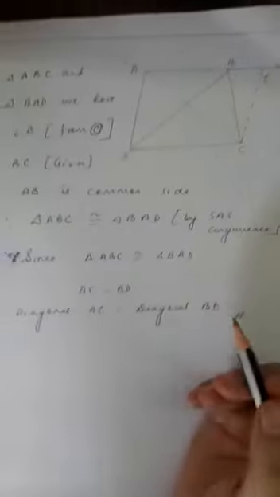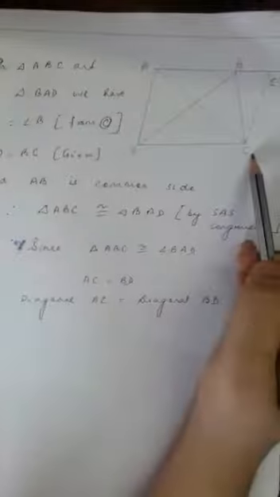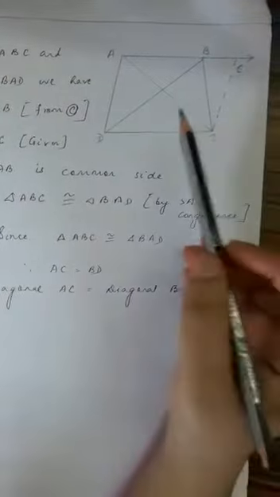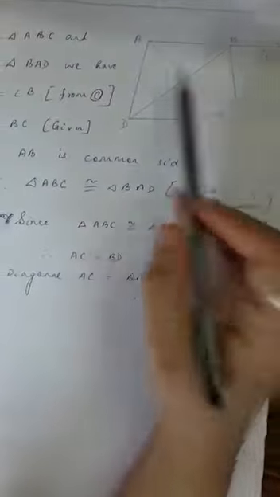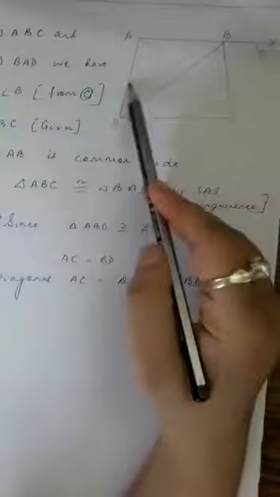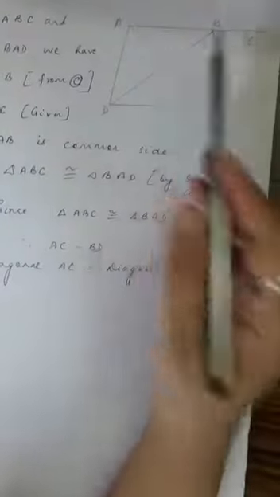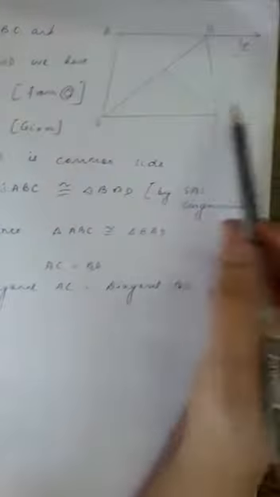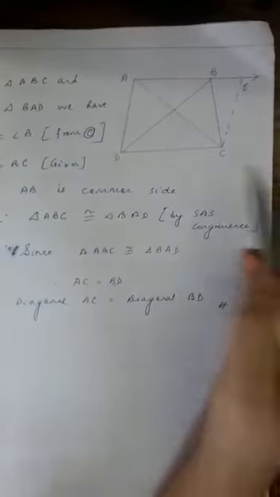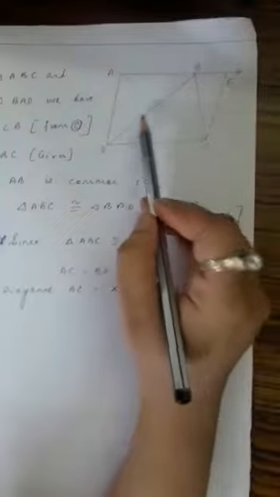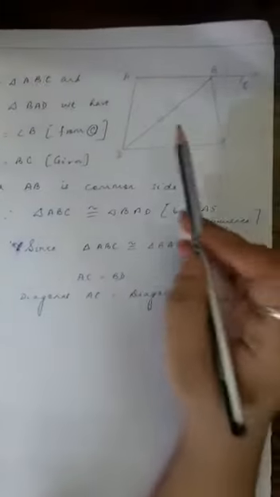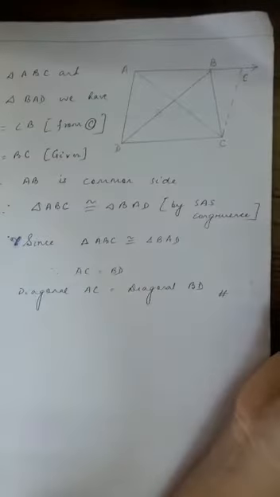Now, we have to show that triangle ABC is congruent to triangle BAD. For this, let us consider these two triangles in which angle A is equal to angle B from equation C, AD is equal to BC is given, and AB is the common side. So these two triangles are congruent by SAS congruency. Now if these two triangles are congruent, I can say that AC is equal to BD. These are nothing but the diagonals. So we can say the diagonal AC is equal to BD.